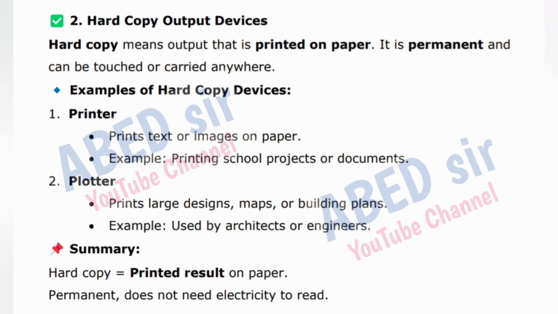1. Printer. Prints text or images on paper. Example, printing school projects or documents. 2. Plotter. Prints large designs, maps, or building plans. Example, used by architects or engineers. Summary. Hard copy is the printed result on paper. Permanent, does not need electricity to read.